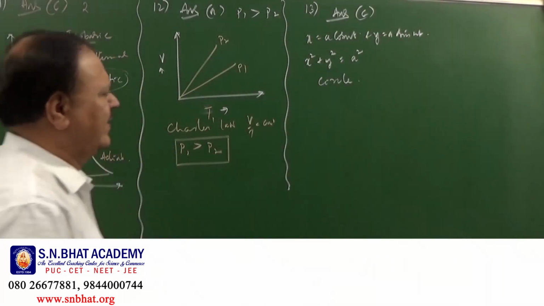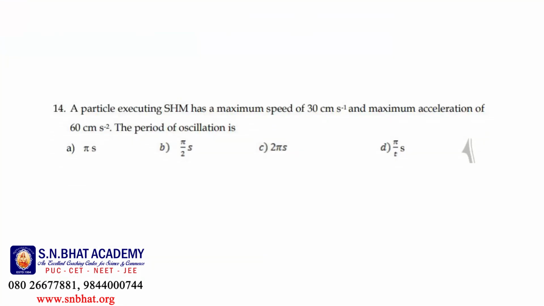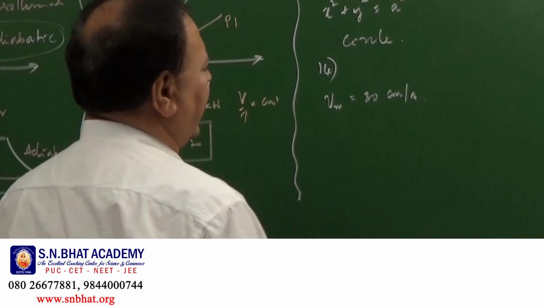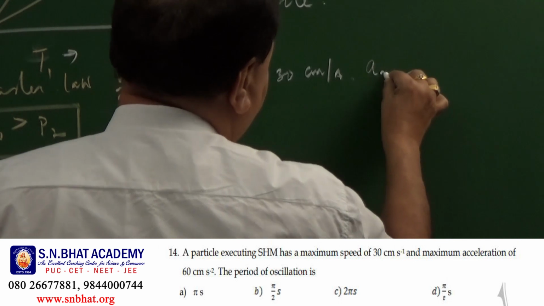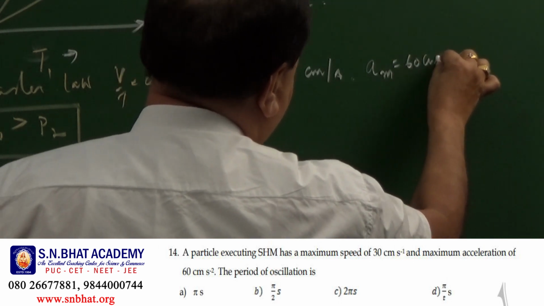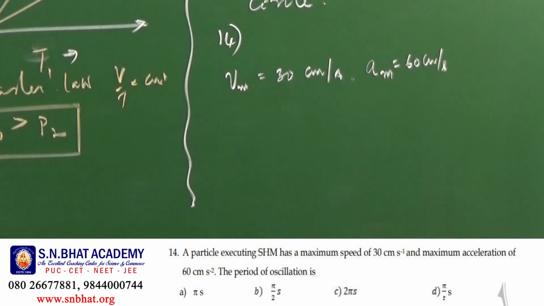Okay, remember that. Next is question number 14. A particle executing simple harmonic motion has a maximum speed of 30 centimeters per second, so maximum velocity is equal to 30 centimeters per second, and the maximum acceleration A max is equal to 60 centimeters per second squared. Then he asks what the period of the oscillation is.